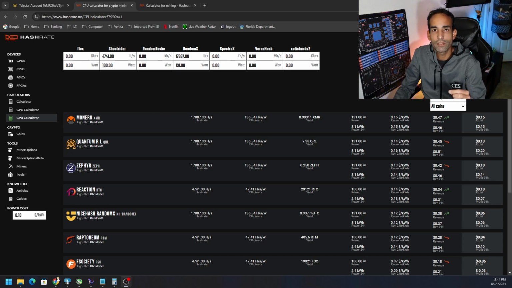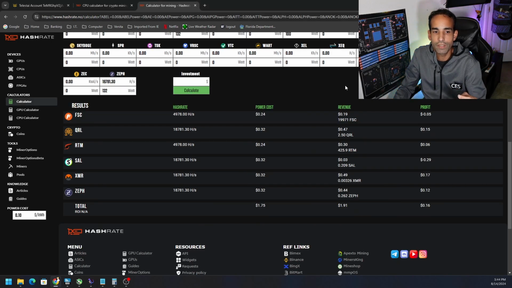Now, compared against the 7800X3D and the 5800X3D, yeah, the 9950X is roughly 48 to 58% better in compute, depending on the workload. But what does this mean in profitability? Well, a quick switch is basically on Monero, we went from 15 cents a day to 17 cents a day. On Zephyr, we went from 10 cents a day to 12 cents a day. So it's not much at all, and that's quite disappointing.